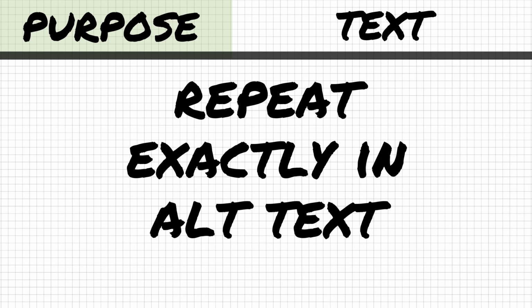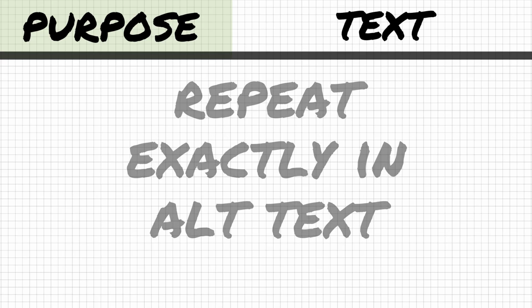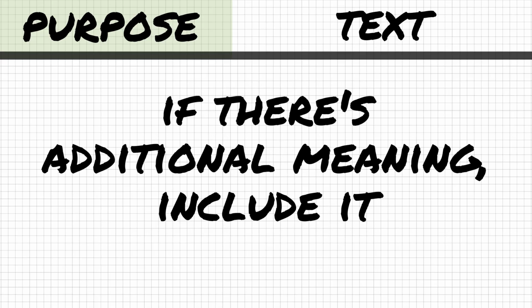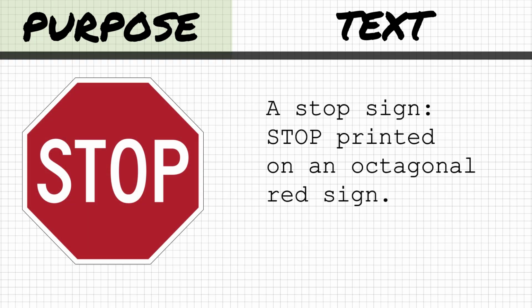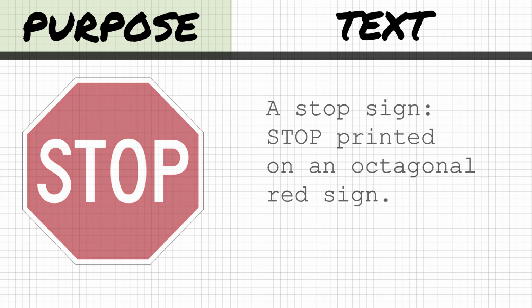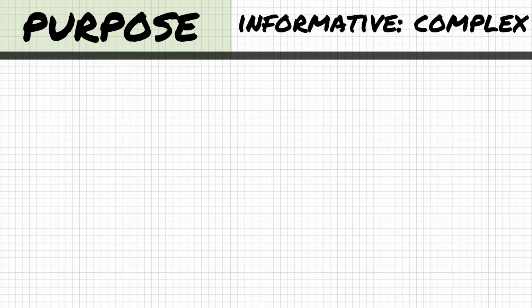You might have an image of text where the purpose is to convey the text. If an image is just text, your alt text should repeat that text exactly. But if the styling or surrounding elements add meaning, like emphasis or emotion or context, you need to include that meaning in your alt text too. One good example of words with contextual meaning is a stop sign. You don't just want to convey the word stop, you want to convey that the word stop is printed on an octagonal red sign.